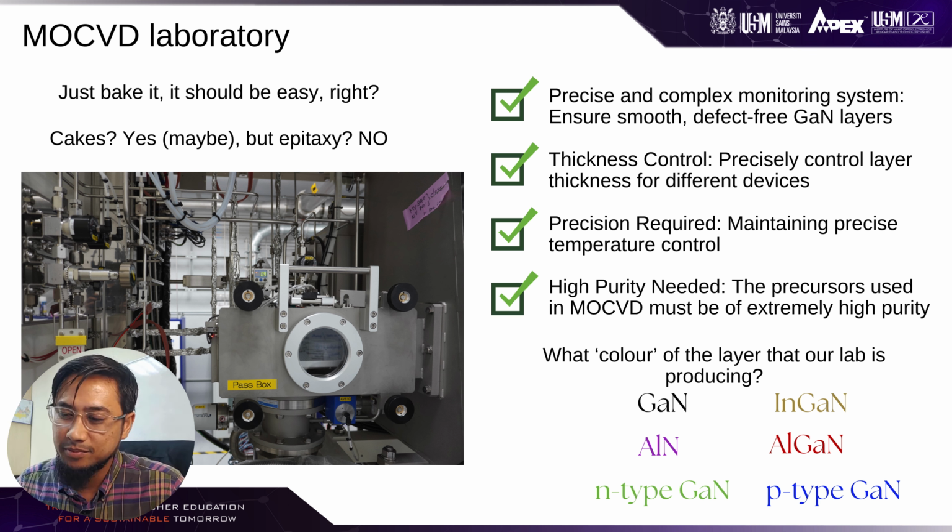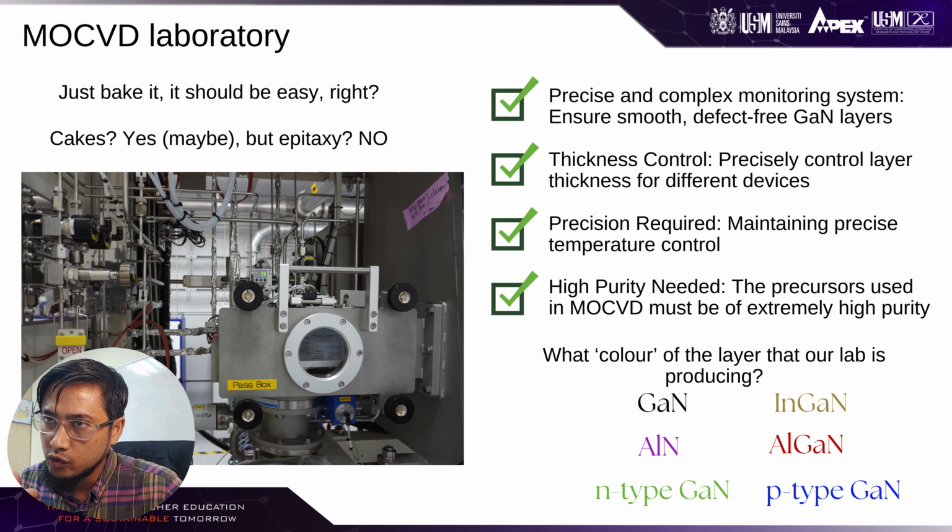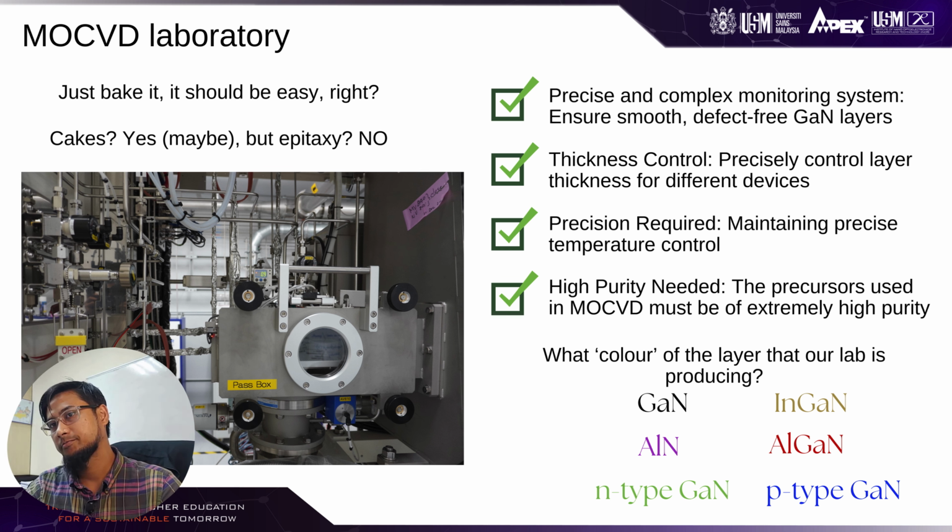Now you might say, just bake it, easy. For cake, yes, it is easy, but for epitaxy layers, it is a very challenging and complex process for a number of reasons. The first is we need to use a very precise monitoring system to ensure smooth, defect-free GaN layers. That's why the equipment is very huge. Secondly, we need to precisely control the growing process so that the thickness can be controlled up to a nanometer, which is just a few atoms thick.